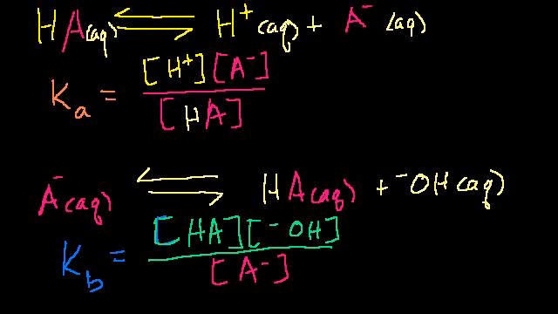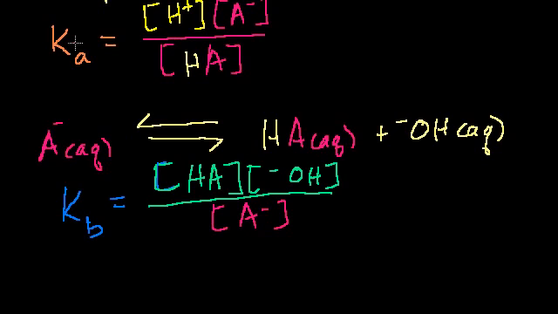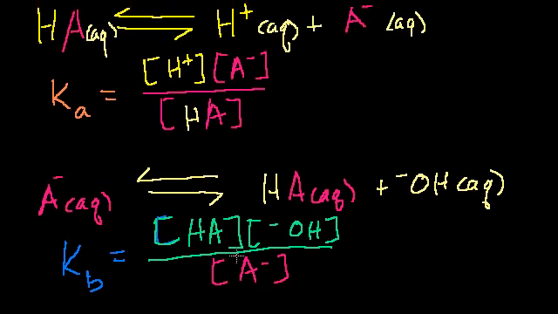So with that said, let's see if we can find a relationship between Ka and Kb. Let's see, what do we have here? We have an A minus on both sides of this. So maybe we have H over OH over A minus. Let's see, if we divide both, let's solve for A minus.